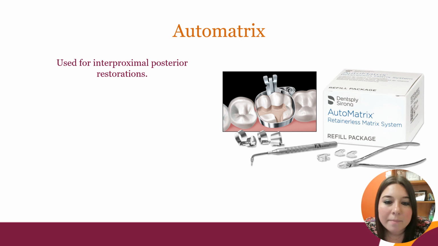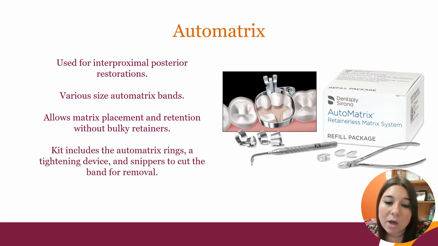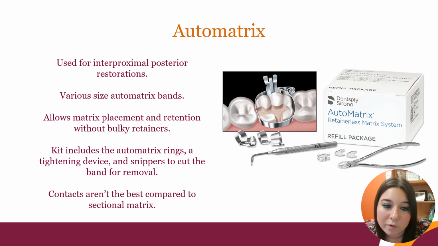And then we have the auto matrix, which again is used for interproximal posterior restorations. Various sizes are available. It allows matrix placement and retention without bulky retainers. So you don't have the big metal part of the Tofflemire sticking out from the mouth, or even the sectional rings. It's just its own little system. There are pin tweezers that almost coil them up to tighten the band. The kit includes the auto matrix rings, a tightening device, and snippers for cutting the band for removal.